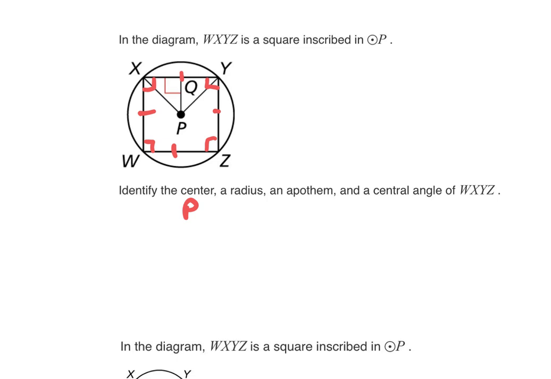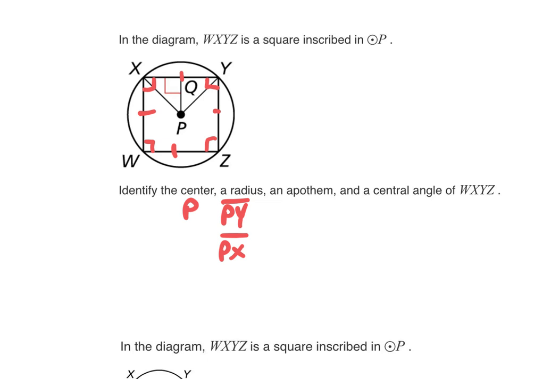Okay, the radius. The radius, once again, is also the radius of the circle. It's also the radius of the polygon. It connects the center to a vertex, right? So PY, I could do PX, I could do PW. I'm just going to label the 2 that are already drawn in. PY or PX. Both of those are radii.